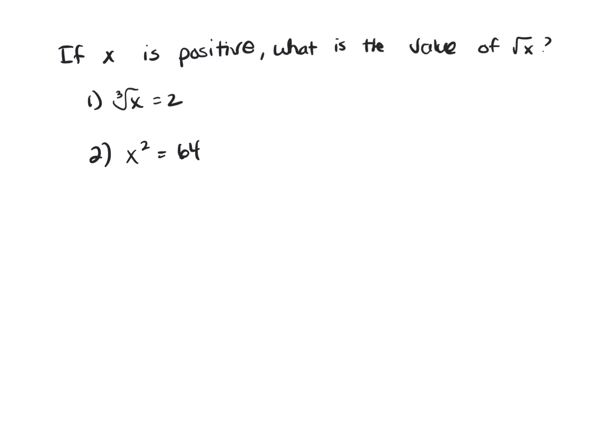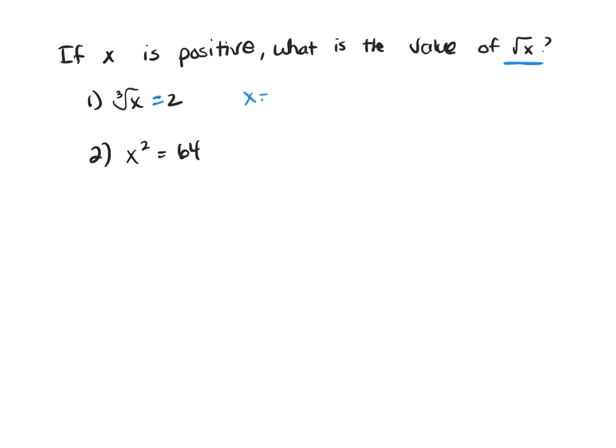We are trying to figure out the value of square root of x. So look at clue 1. Clue 1, you have an equation. You only have one variable. Even if you do not know how to solve for x, it is possible to solve for x.